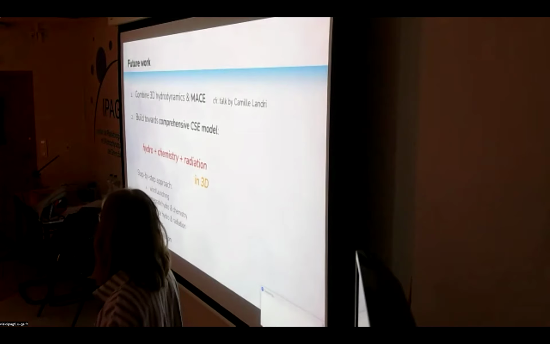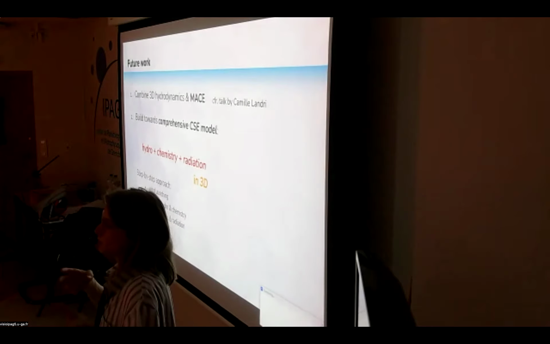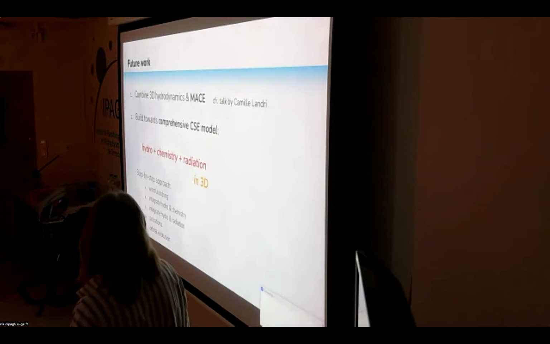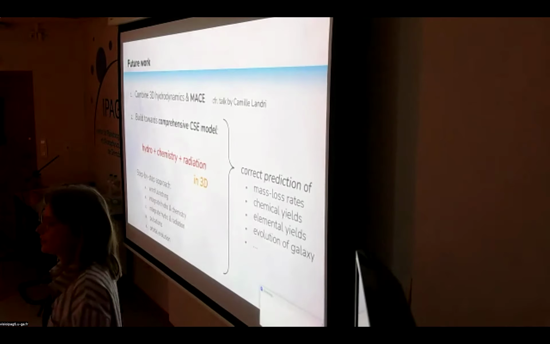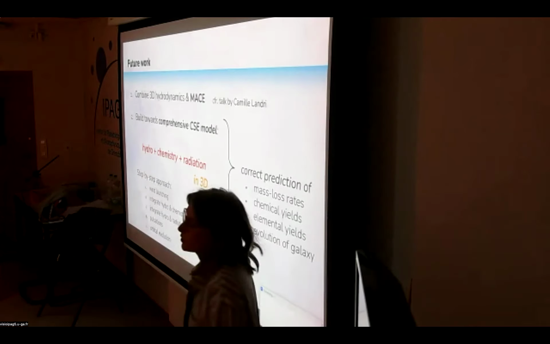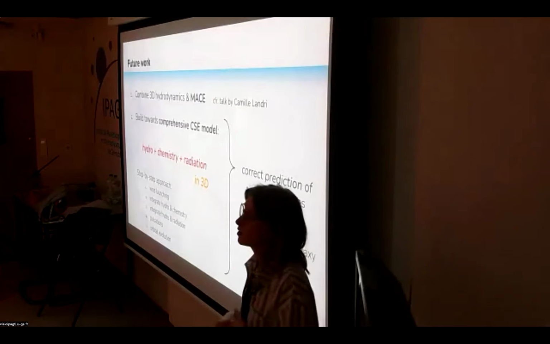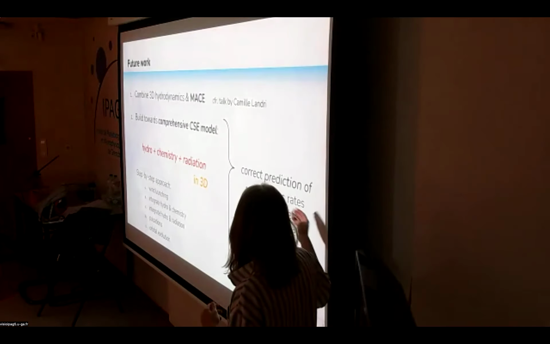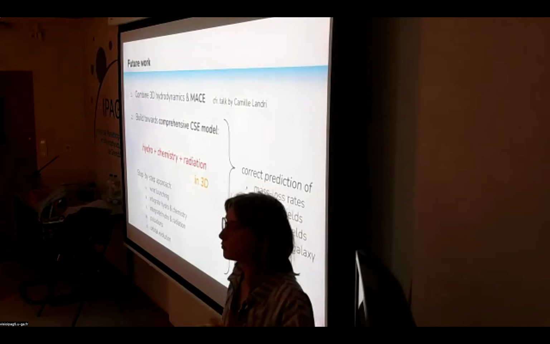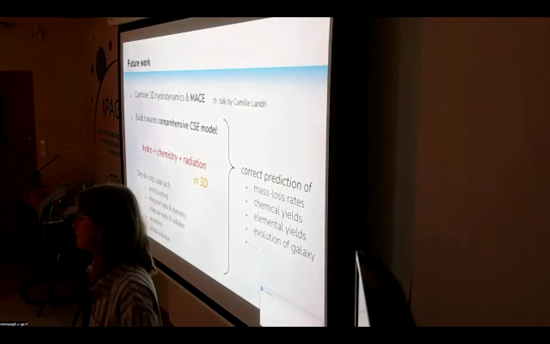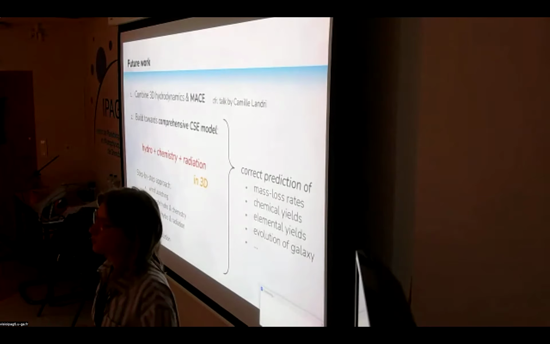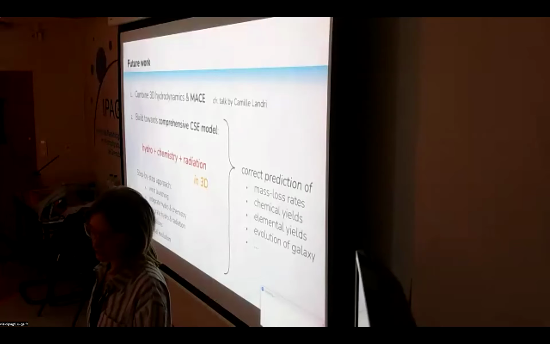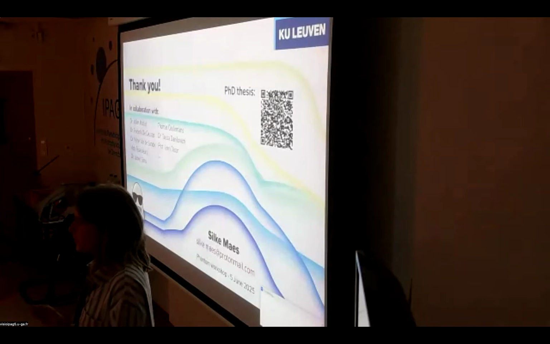And then maybe also some orbital evolution, because of course, the orbit of the companion might change over time when there's interaction. So in the end, if we have this all together in a fast code, we can hopefully make correct predictions of, for example, mass loss rates of circumstellar envelopes, also the chemical yields, elemental yields. Hopefully we can predict them more correctly than we're doing now. And in the end, we can hopefully assess better the evolution of the galaxy, incorporating all the information of the AGB stars.